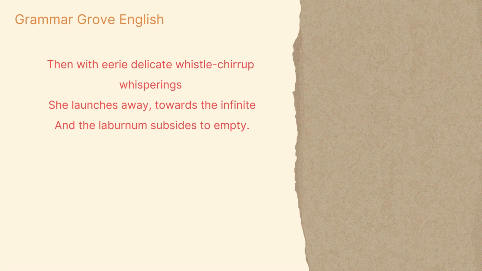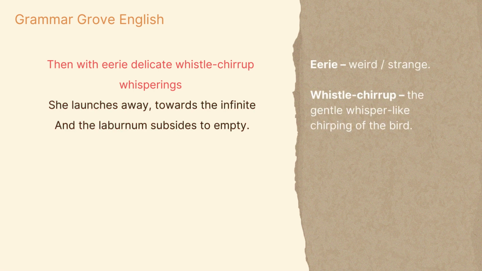Then with eerie delicate whistle chirrup whisperings, she launches away towards the infinite and the laburnum subsides to empty. And after that, she makes a strange sound. Okay, eerie means weird or strange or creepy. So she makes a creepy or strange sound. A delicate whistle chirrup, and the sound is very delicate, very soft. So she makes a strange yet very delicate or soft, almost whisper-like chirrup. A whistle chirrup means a delicate chirping sound.